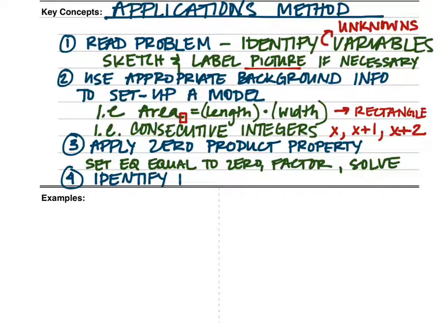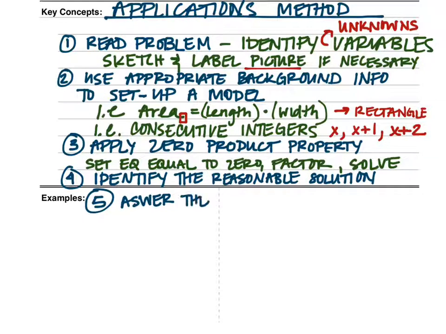Step 4 is going to be identifying the reasonable answers. If we're talking about area, we're going to knock off the negative numbers, because there really is no negative number when we talk about length or width or area. And finally, we're going to answer the original problem. If it asked us what the dimensions were, we need to give it both the length and the width. If it asked us for what the difference was between something, we need to answer the actual original question. So just finding x sometimes doesn't cut it. We have to do a little more.